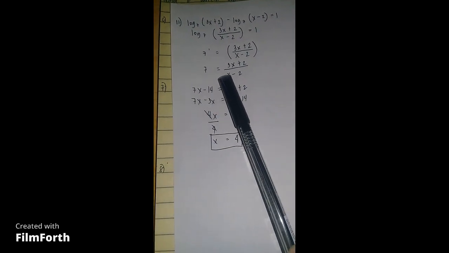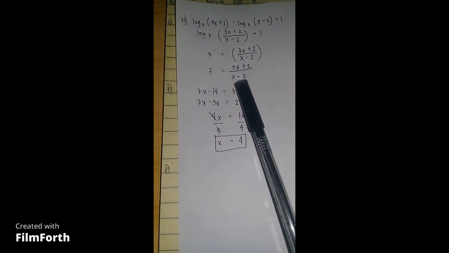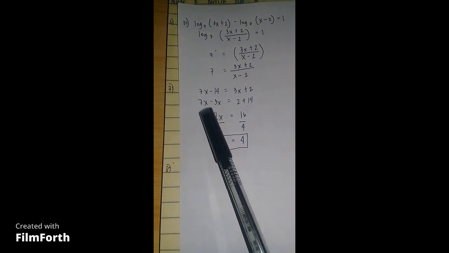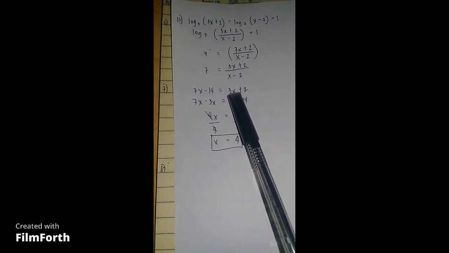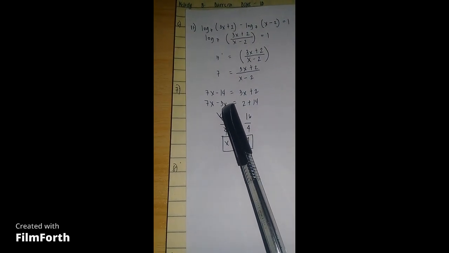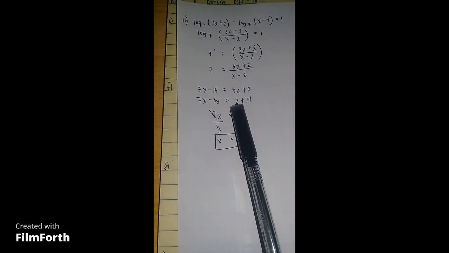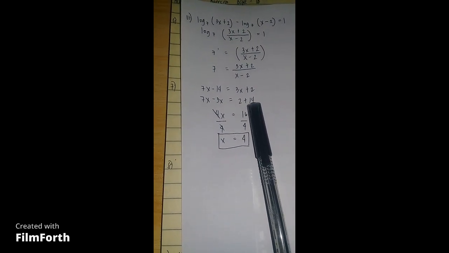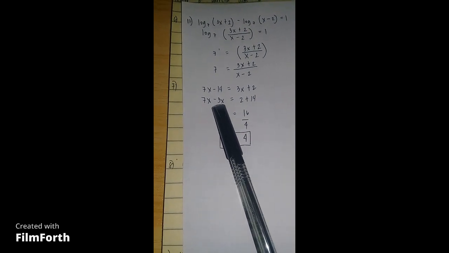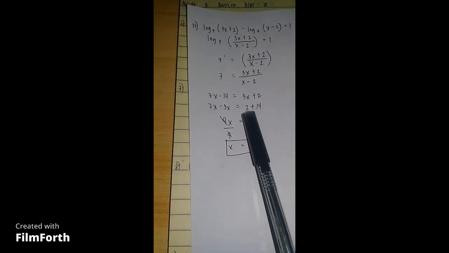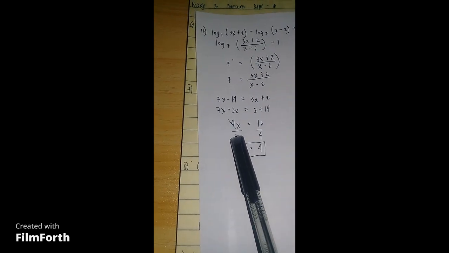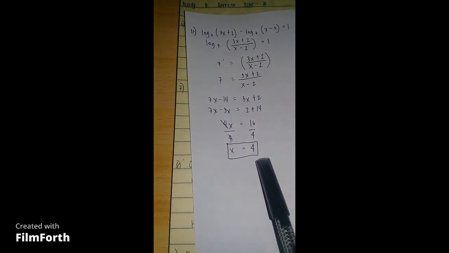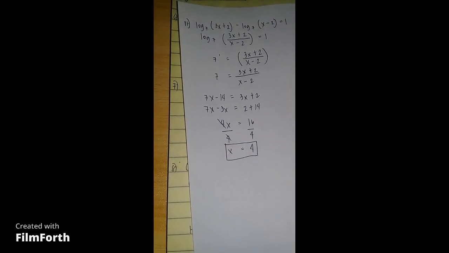So we have here 7 times x is 7x. So 7 times negative 2 is negative 14. And then copy 3x plus 2. So copy negative 7. So the positive 3x must be transposed to the right. That must be negative 3x. Copy the 2, and the negative 14 transposed to the left must be positive 14. So 7x minus 3x is equal to 4x. So 2 plus 14 is 16. So divide both sides by 4. So cancel. So x is equal to 4. That must be our answer in number 11.